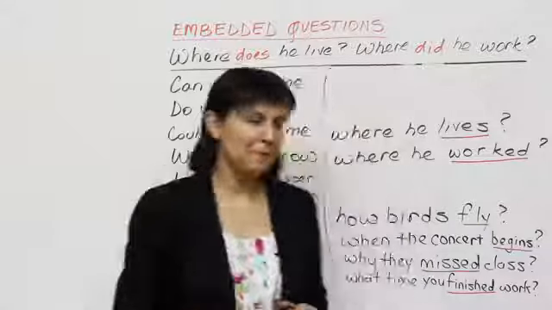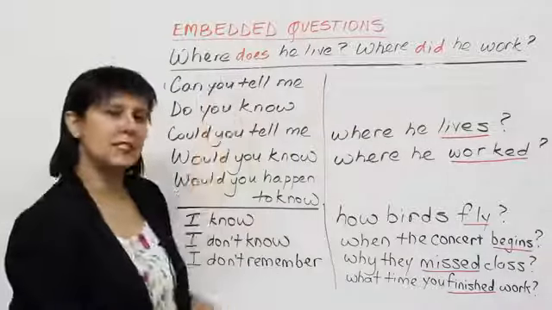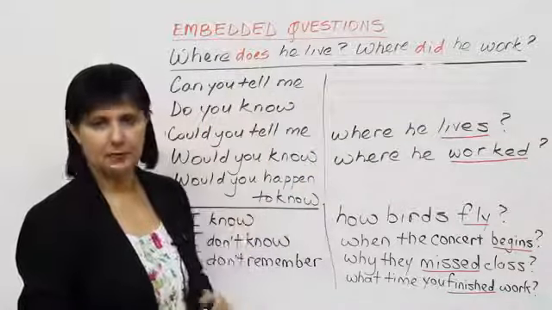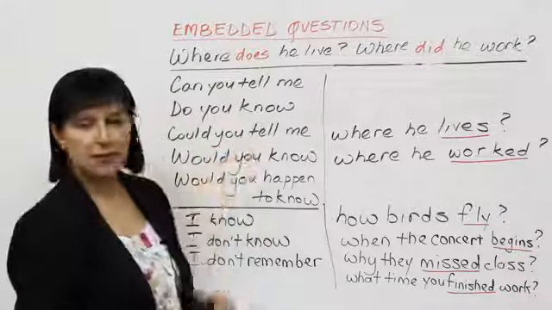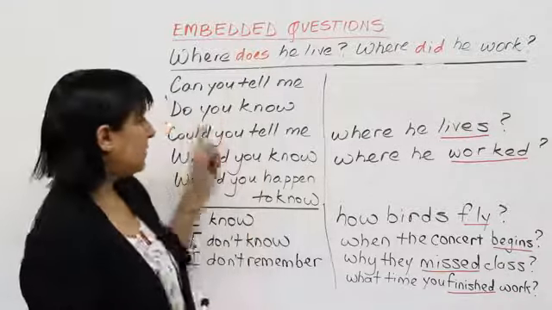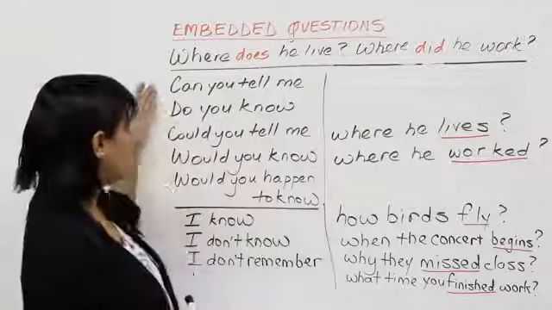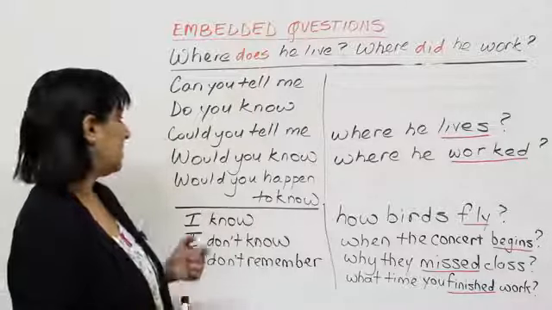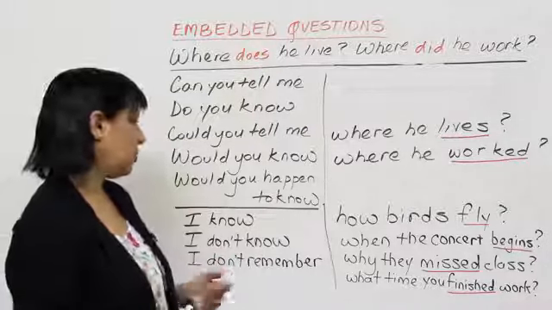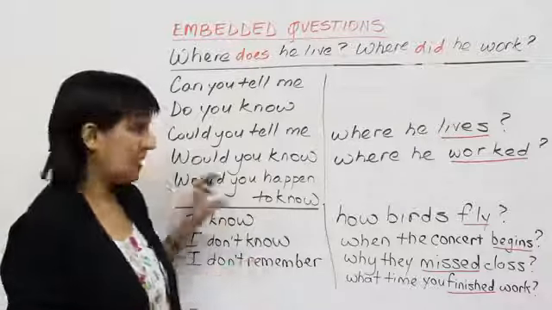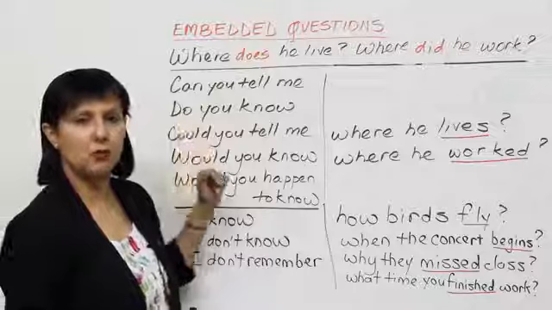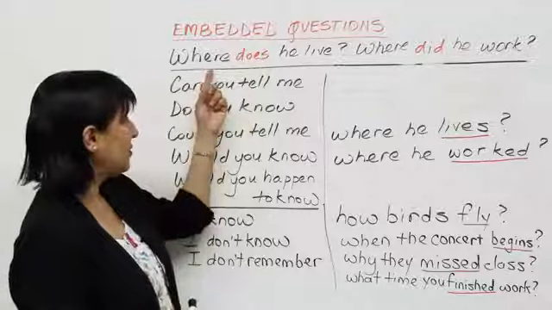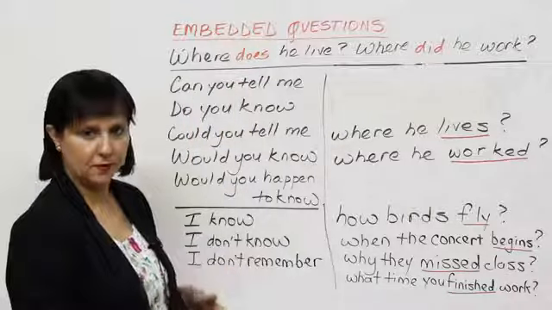You'll understand better, okay? All right, so let's take this present simple question. Where does he live? Well, that is correct the way it is. But if you add before that one of these expressions, like, can you tell me? Do you know? Could you tell me? Would you know? Would you happen to know? If you add one of these type of expressions before the question, then you're going to have to change something here. So let's look at the embedded question version.